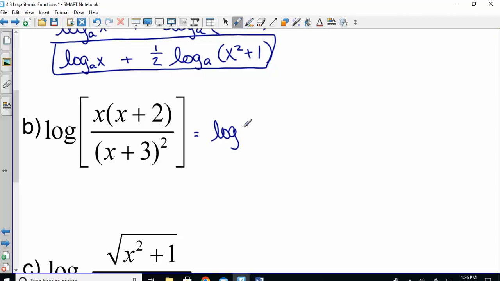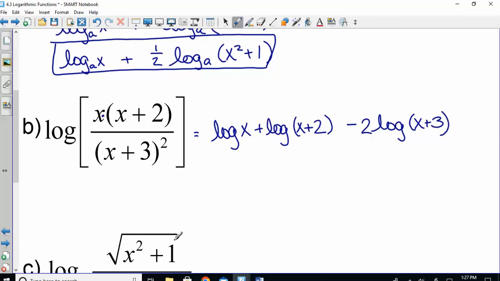It's assumed to be 10 if we don't write it, so it's log of x. This was times, so we put plus the log of x plus 2. Can you break apart the x plus 2? No. Divided by, for a division, we put minus log of x plus 3, but it was squared, so we put a 2 in front of that log.